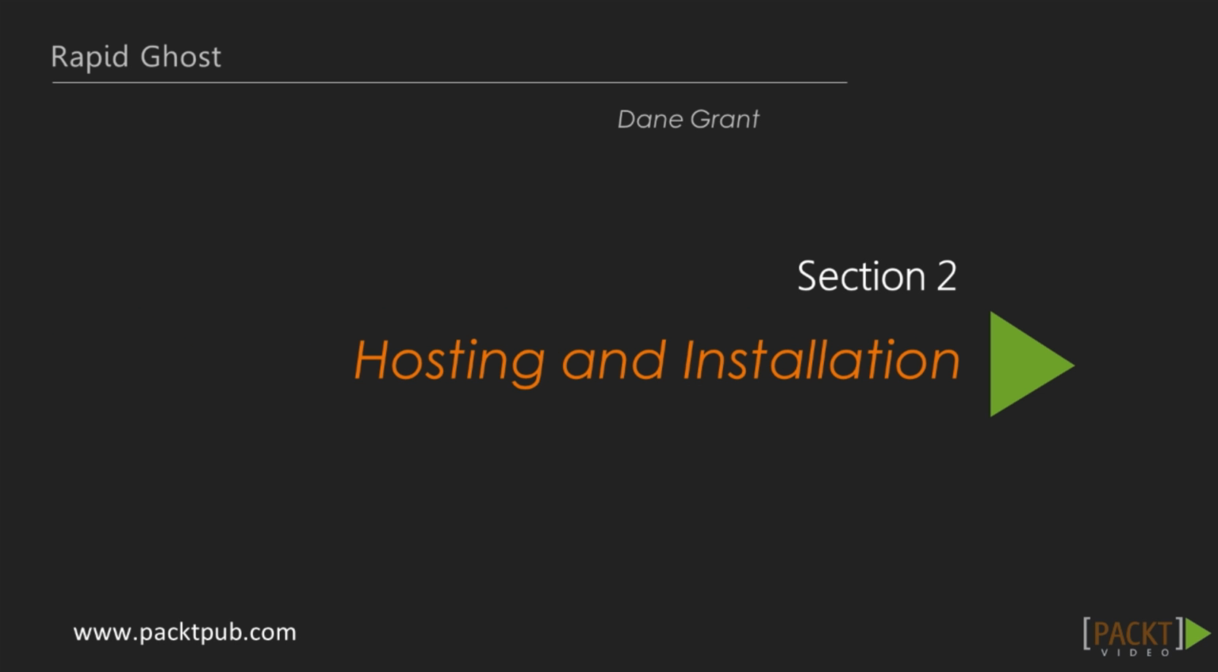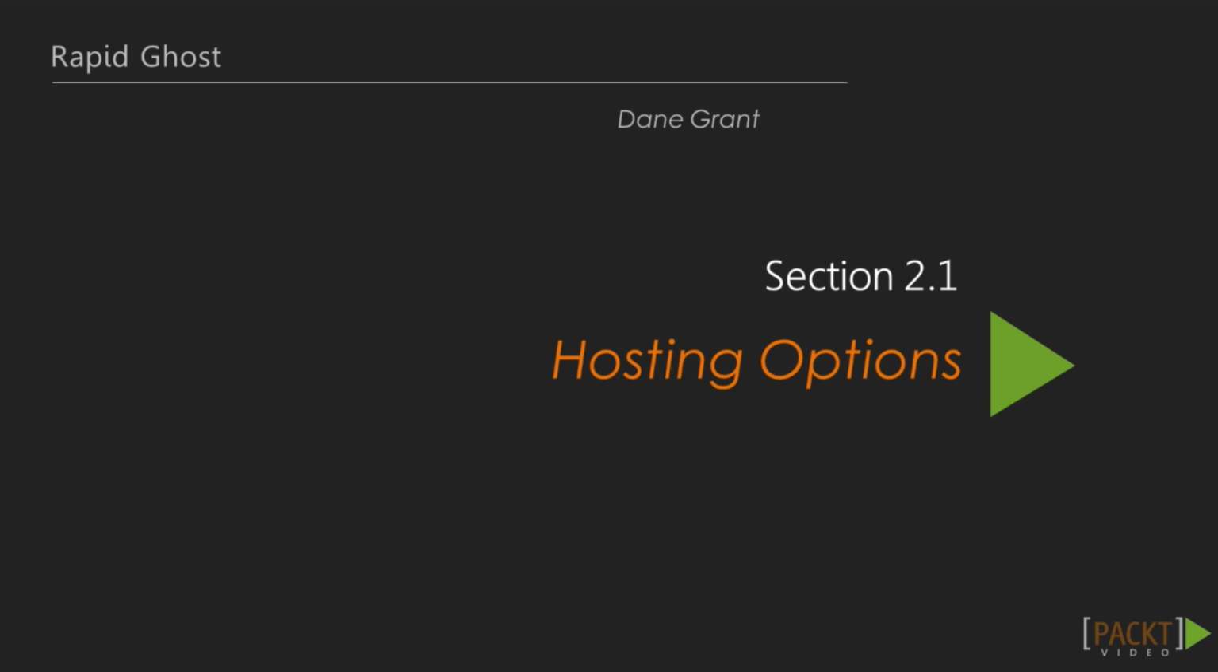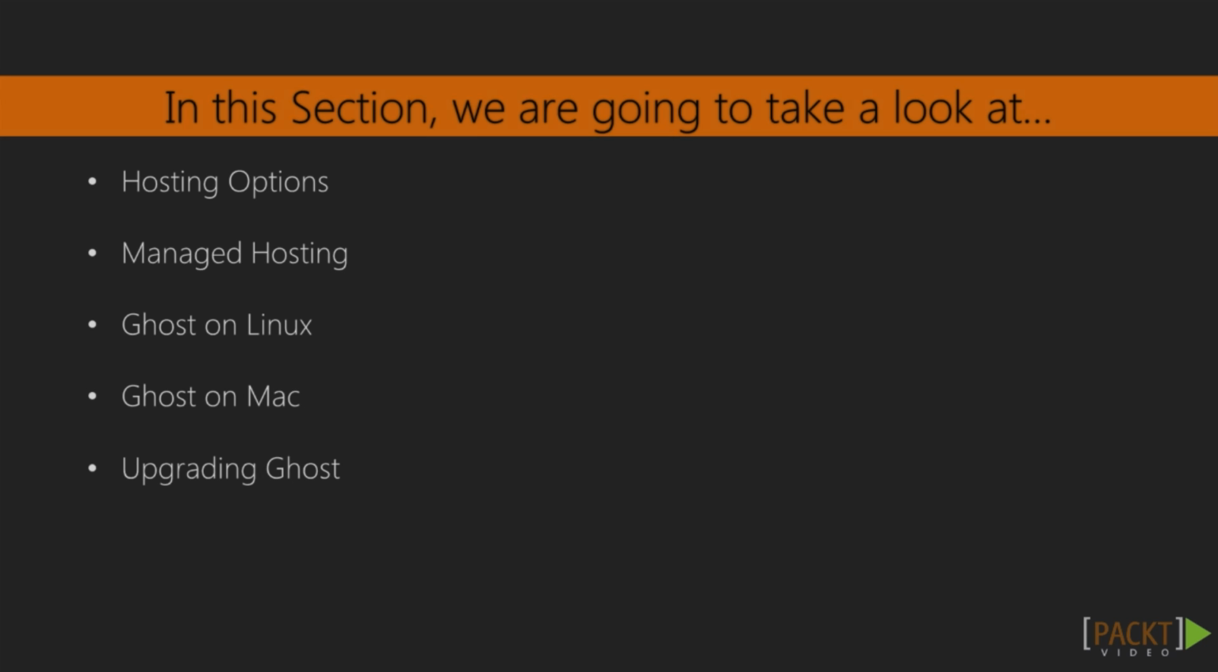In this second section, we will learn about the options for hosting Ghost and walk through the installation process. By the end of this section, you will have Ghost installed and ready for configuration. We're going to start this section by discussing options for hosting your blog. Depending on your choice of hosting, we will cover the installation process for Ghost's managed hosting service, Linux, and also Mac computers. After the installation, we will make sure your blog is always up to date and secure by learning how to upgrade to the most current version of Ghost.